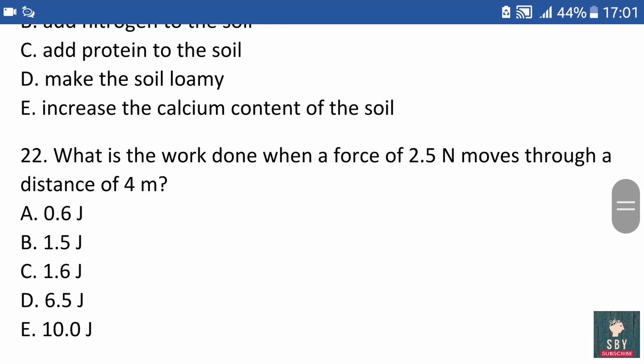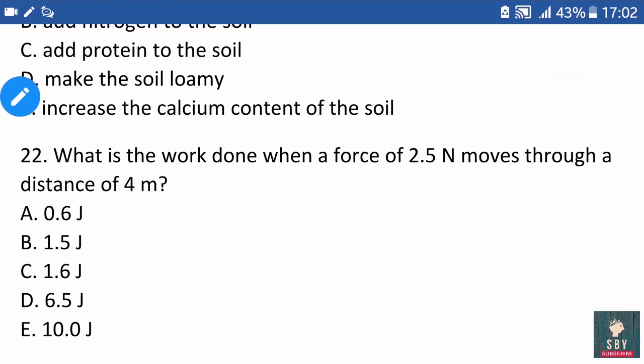So what is the work done when a force of 2.5 Newton moves through a distance of 4 meters? Okay, so this one is on work done. You should know that work equals force times distance. In calculation of work, the unit for force is Newton, and the distance should be in meters. Now there was a question where they gave the distance in centimeters. You have to convert the centimeters to meters, and this is how it is done.